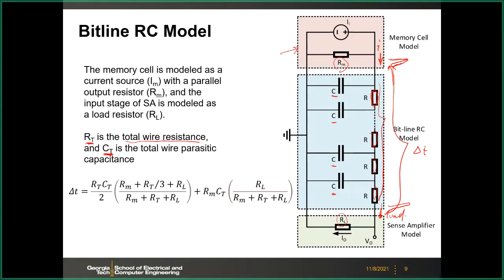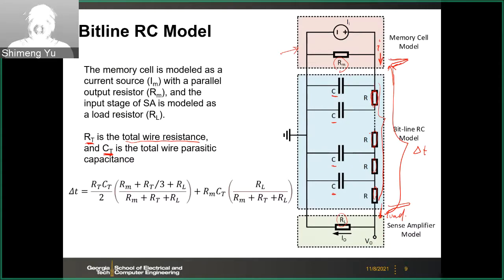According to transmission line theory, this is how the delta t looks. It depends on those parameters. RT and CT are the total wire resistance and total wire parasitic capacitance. Rm is the memory cell resistance, and RL is the load resistance from the sense amp. So this is a complicated equation, and next, we're going to simplify it. Consider two cases.